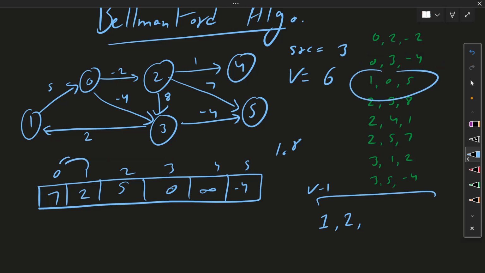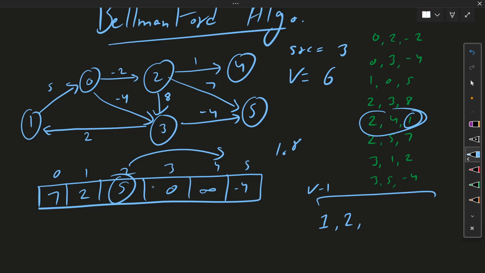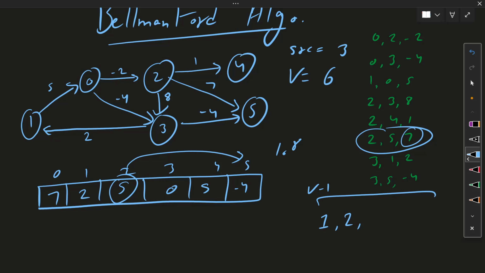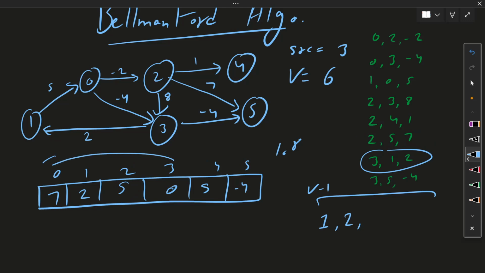Then 1 to 0. 2 plus 5, 7. 7 is already there, no need to worry. 2 to 3. Okay, 5 plus 8, 13. No need to worry. 2 to 4. 3 plus 2 is equal to 5. So just update this with 5. So 2 to 4 is done. Then 2 to 5. 5 plus 7 is 12. So a smaller value is already there. Then 3 to 1. 2 plus 0. So what we got? We got 2.